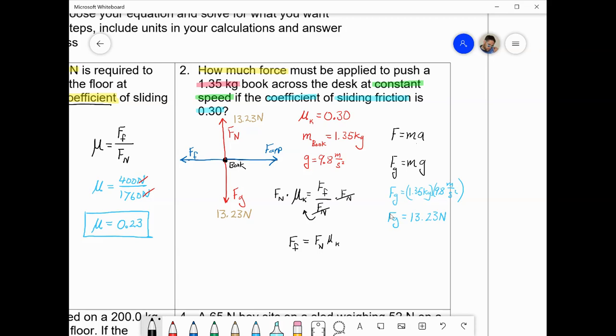Do I know these two pieces on the right-hand side? By gum, I do, right? The normal force is directly opposite what gravity is, or the weight. And we know what the coefficient of friction is because that's given up here in the problem above. So I'm going to plug those in and say that my normal force is 13.23 newtons.